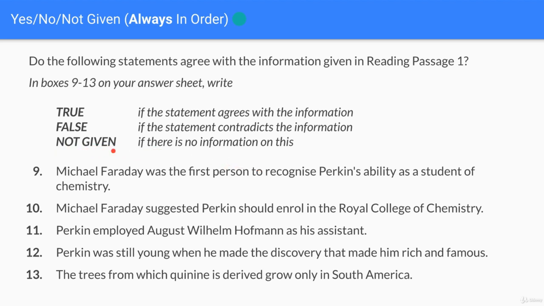Information is not given in this case. So you have to decide which one is the right choice out of these 3 options. So the way to identify this question type is simply by looking at this portion over here. You're going to see this part in every true, false, not given question type. Okay, so it's going to tell you right here that this is a true, false, not given question.